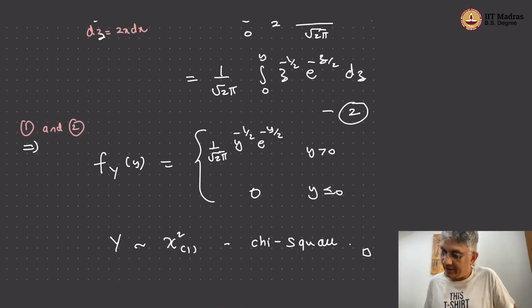We'll stop with this right now. We'll come back and do it in the next class: how to find the sample distribution of S, how to find the distribution of S squared, which is one of the key sample distributions.